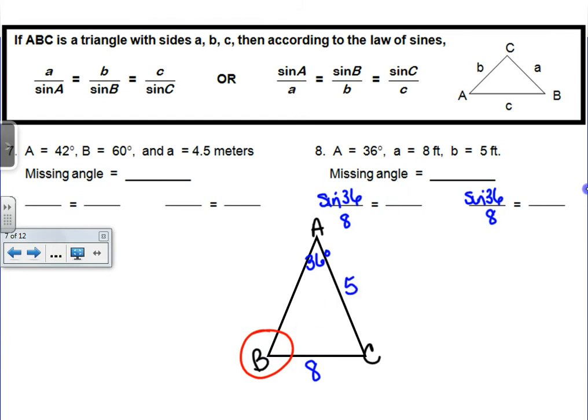Now here's where it gets a little weird. This time I don't know angle b, so what am I going to put right here? B. Good. Use the variable that it is, otherwise it gets confusing later. And then over 5. Now proportions are still going to work the same way.